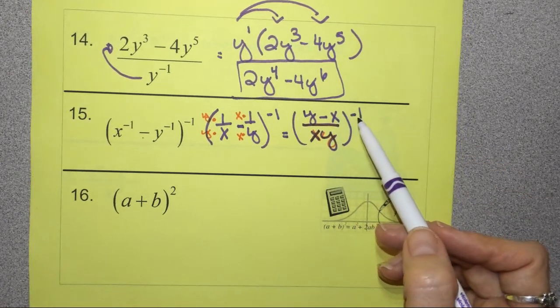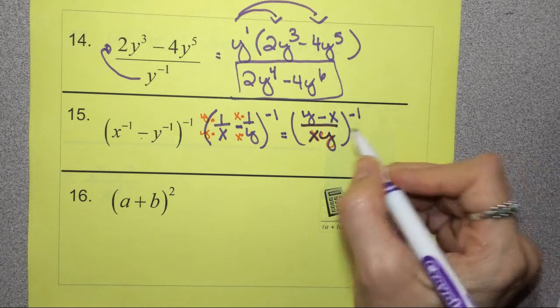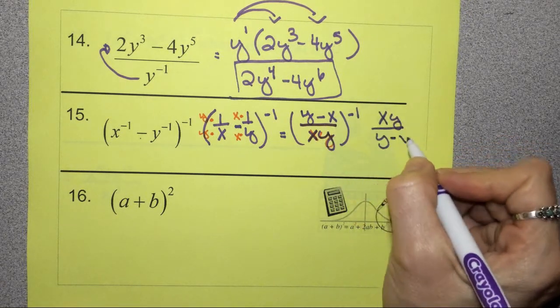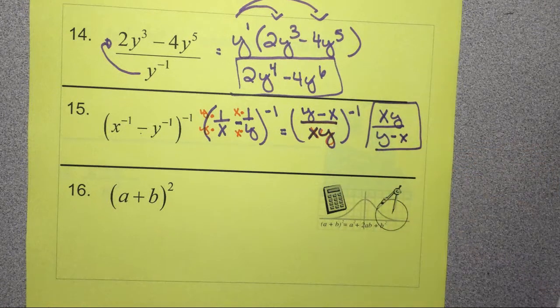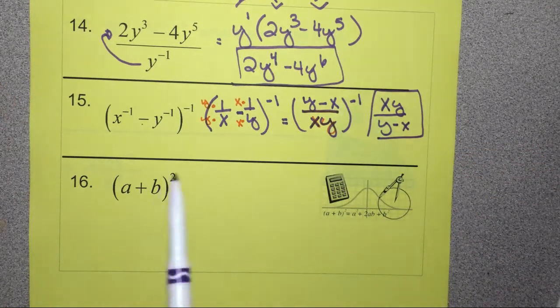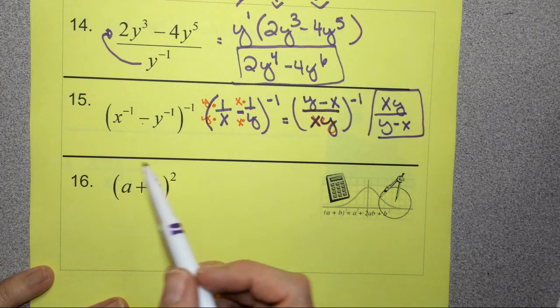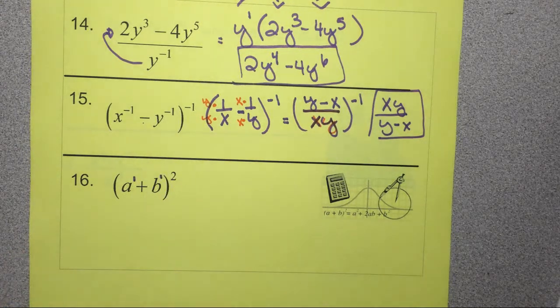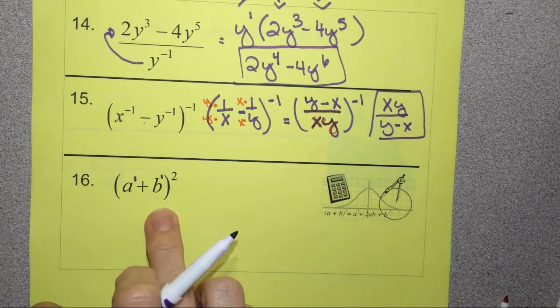Now, because I have the negative 1 out here, to make that a positive, I simply take what's inside and flip it. On number 16, again, you're tempted to distribute that 2 to these imaginary exponents, but we're not going to do that because there's more than one term.